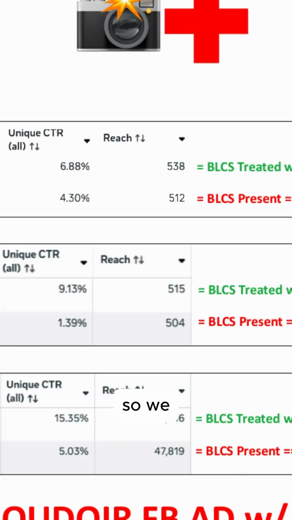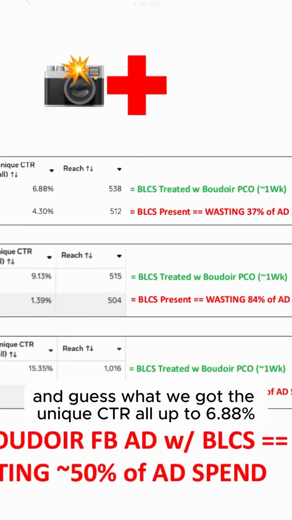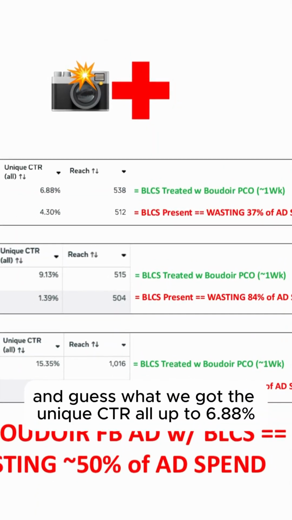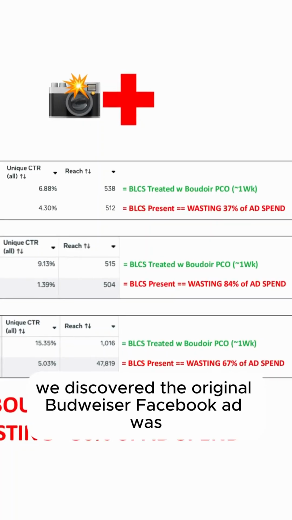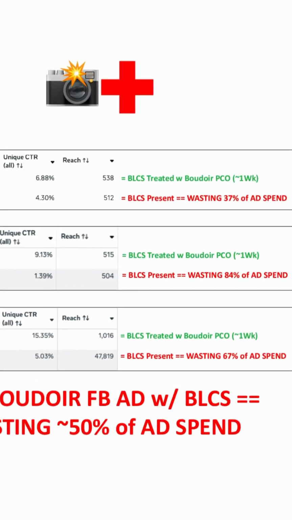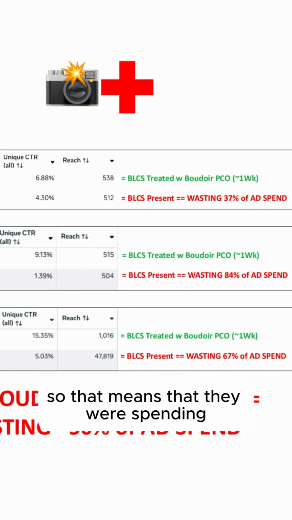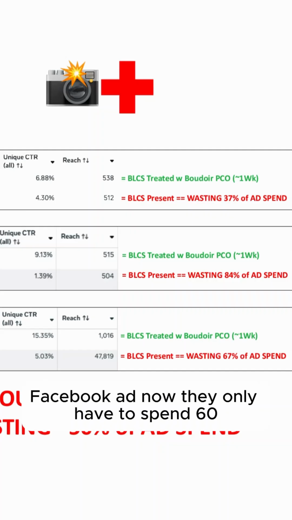So we gave it the treatment, treated with Boudoir Pico. It takes about a week. And guess what? We got the unique CTR all up to 6.88%. So we discovered the original Boudoir Facebook ad was actually wasting 37% of the ad spend of what it could have been achieving. That means they were spending 10 grand a month on the original Boudoir Facebook ad.